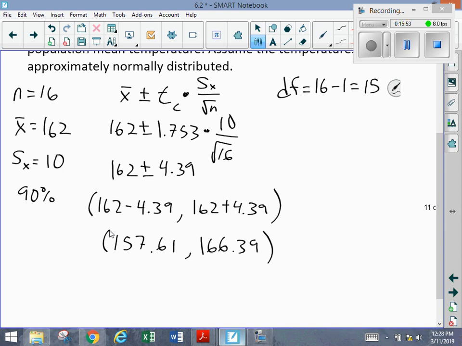All right, now we need to do one more. This 4.39, I calculated all of this, and that turned out to be 4.39. And it turns out that this is also your margin of error, right? Your book refers to this as c.